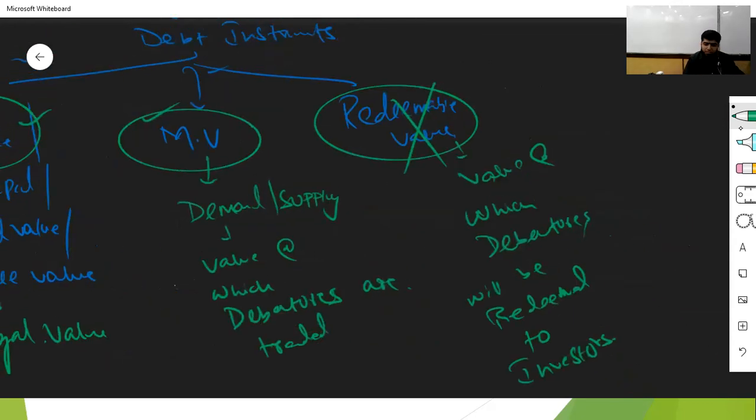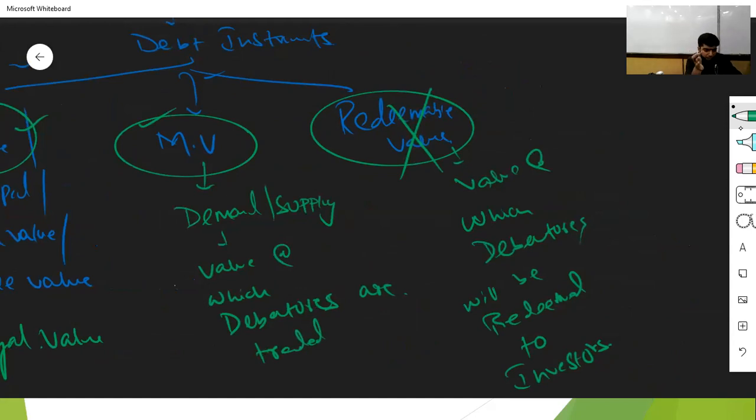And what is the redeemable value? Redeemable value is the value at which the debentures will be redeemed to the investors. For example, if you have bought the debentures for $400,000, and after 5 years you'll be getting $600,000, what is that $600,000? That is the redeemable value: at the end of year five, $600,000 will be redeemed to the investor or the debenture holders. I hope it is clear.